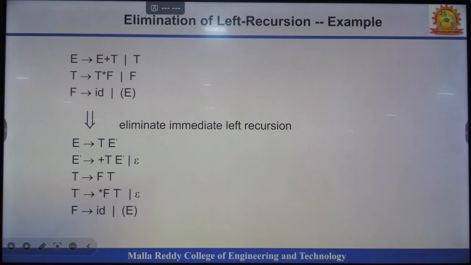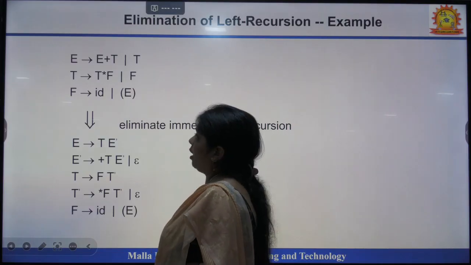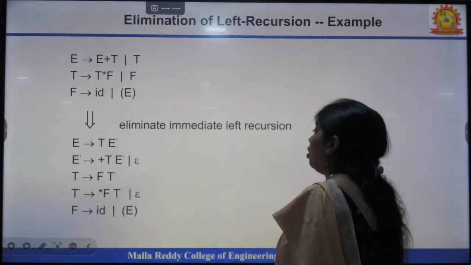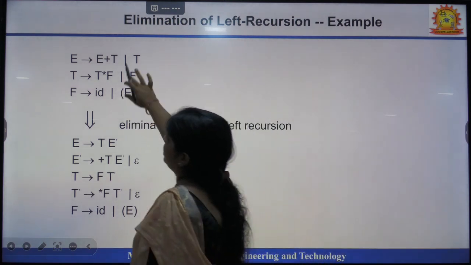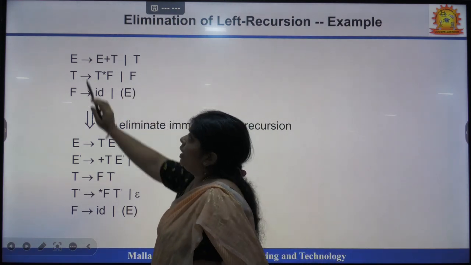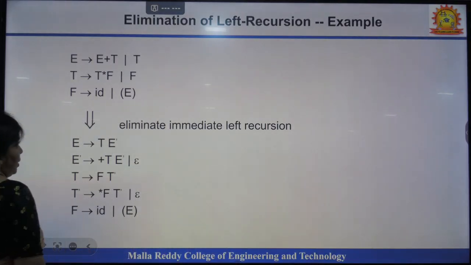We'll take one more example here. E tends to E plus T or T, T tends to T star F or F, F tends to E or I. When we consider these three production rules, E, T and F are the non-terminal symbols, and we have the three productions.